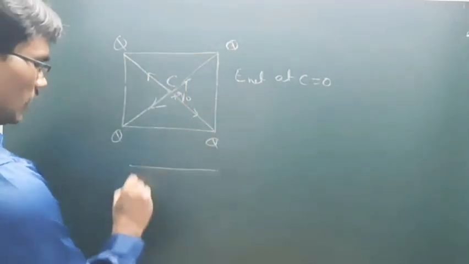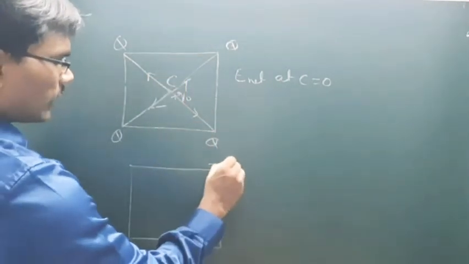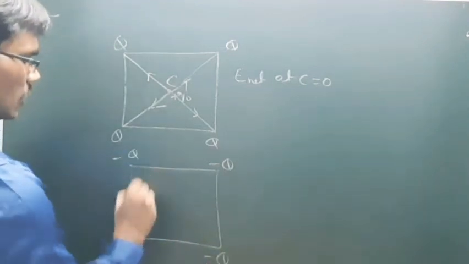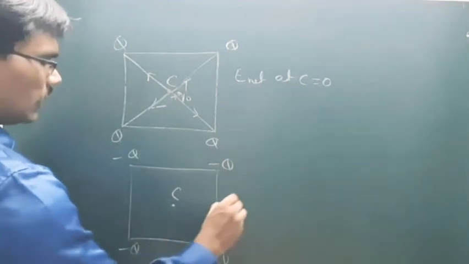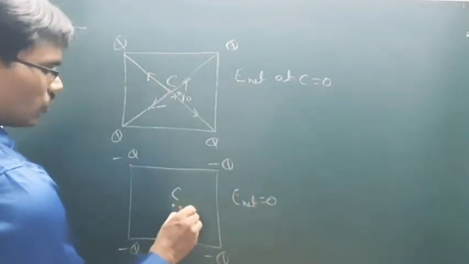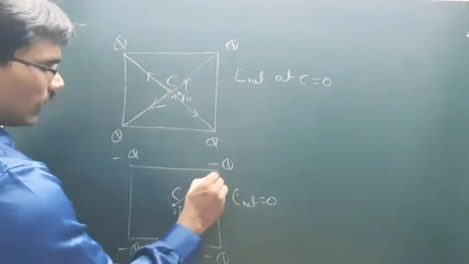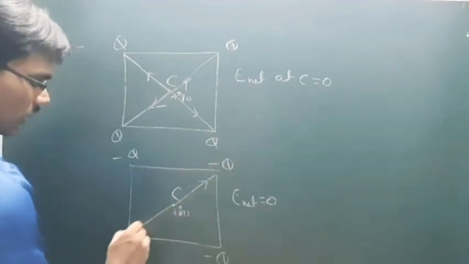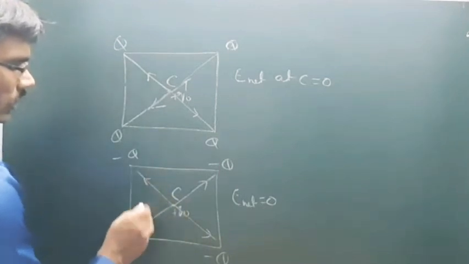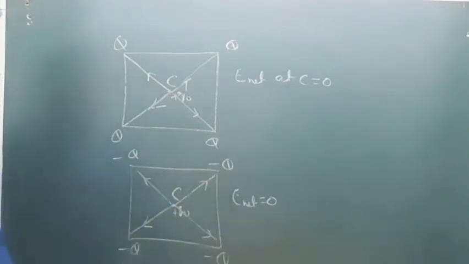Next, here if you see, here also minus q is there, here minus q, here minus q, here minus q. So again at point C, here also E net is equal to 0. Why? Here if you assume a positive test charge, it will be attracted by this, and also attracted towards this, also towards this, also attracted by this one. Means what? All four are getting cancelled.